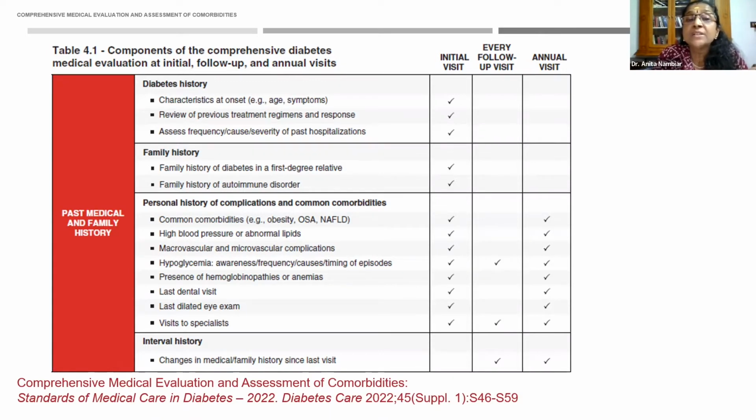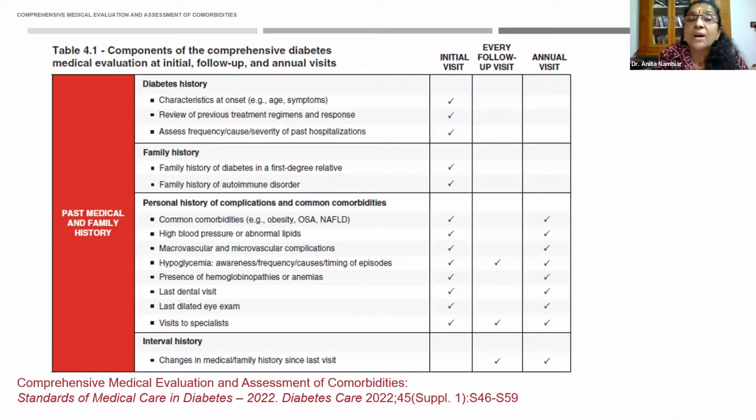And the rest is the review of previous treatment regime and response. That includes what were the drugs he was taking, whether he was on OHA or insulin, and how he was taking the drug, whether he was regular in taking, whether there was any intolerance or there was any allergy to the drugs. That is the second.